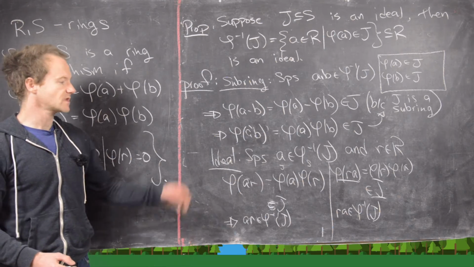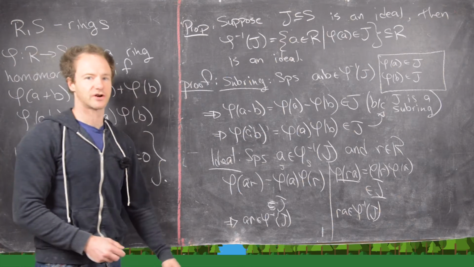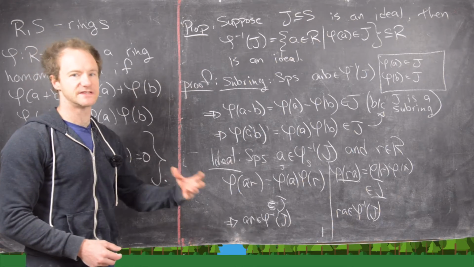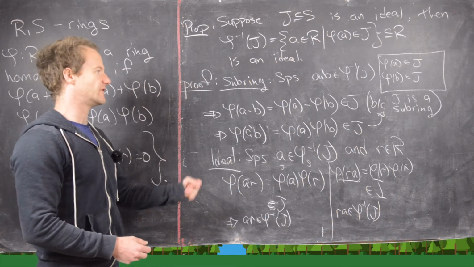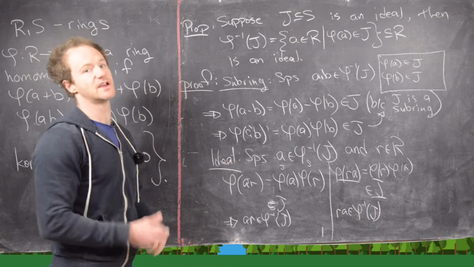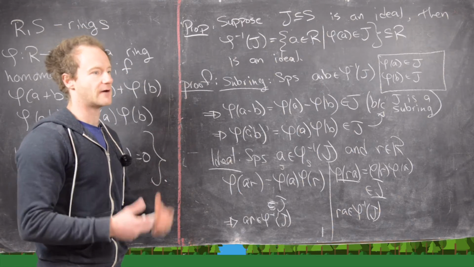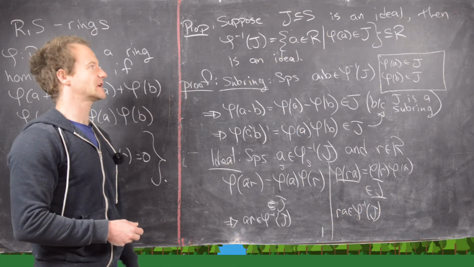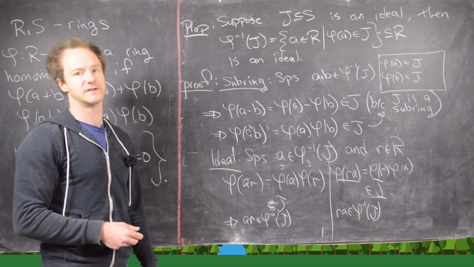Okay, now why is this a generalization of the very first thing that we did? Well, notice if we take J to be the zero ideal, then the inverse image of the zero ideal is the kernel, which we proved was an ideal on its own, but it will follow from this result. Okay, I'm going to clean up the board, then we're going to look at a couple of examples.